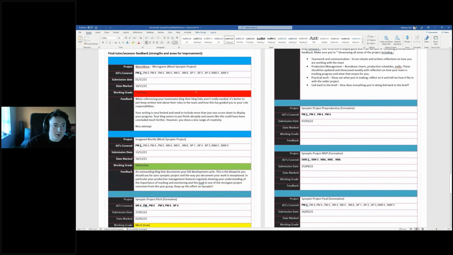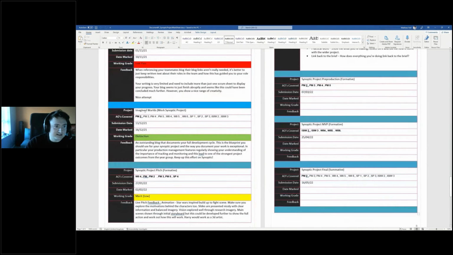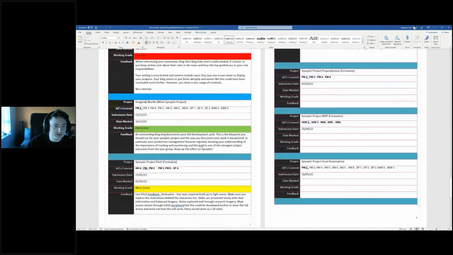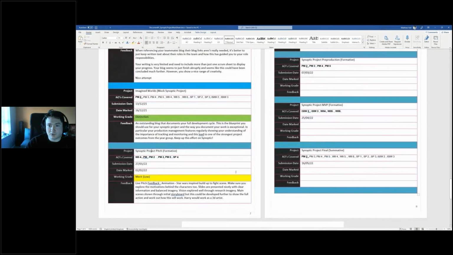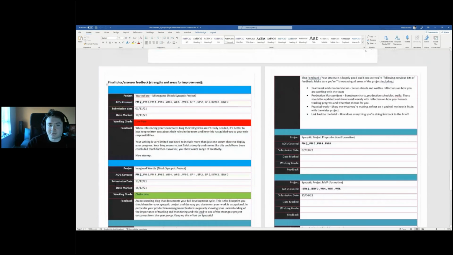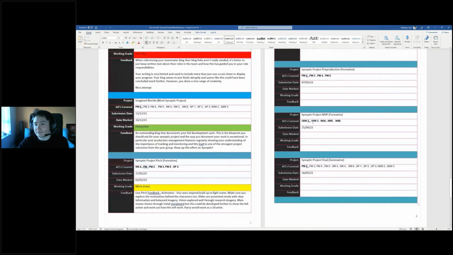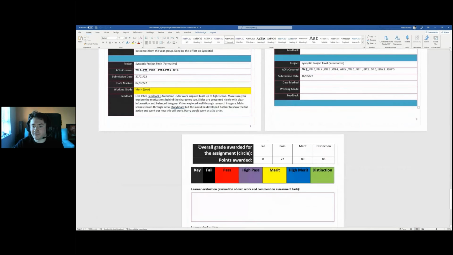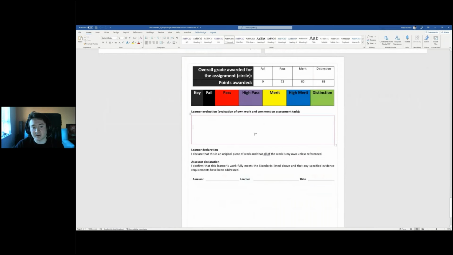So we've got the mock projects and the feedback that they were achieving. So that's this WarioWare and Imagine Worlds. We then go into the synoptic project, and again, we're dated at various points here, and the feedback's kind of flowing. We go a little bit further, we've got the kind of final grade they would achieve. So it'll be, again, really clearly highlighted. And then we've got the learner evaluation and all of your declarations at the end here.